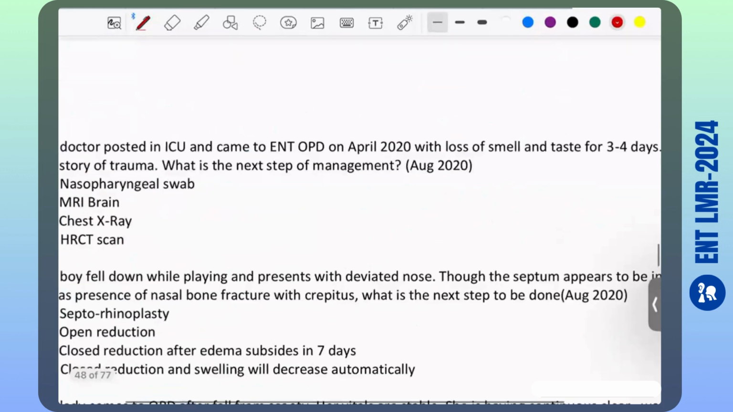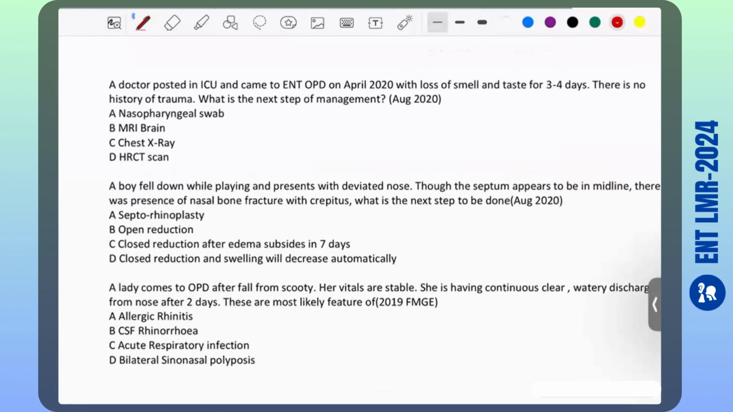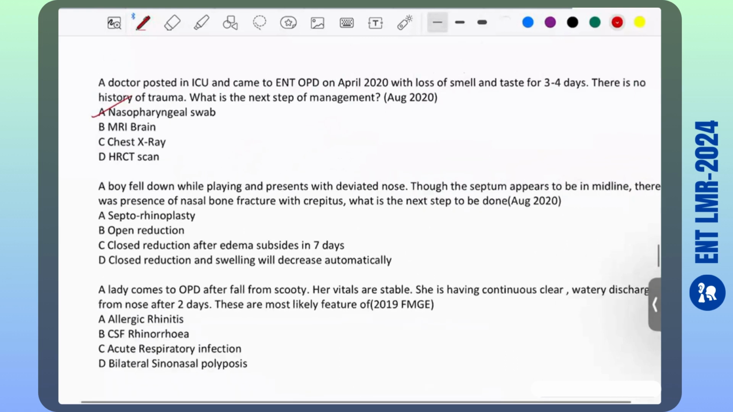Okay. A few questions from this chapter. A patient came to ENT OPD with loss of smell and loss of taste, no history of trauma. What is the next step? This was a question from the COVID era. So it's a nasopharyngeal swab for confirming COVID.